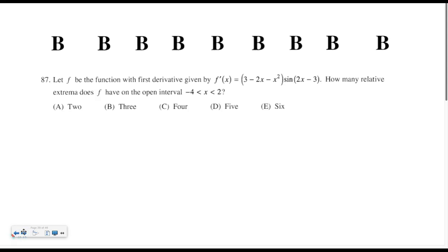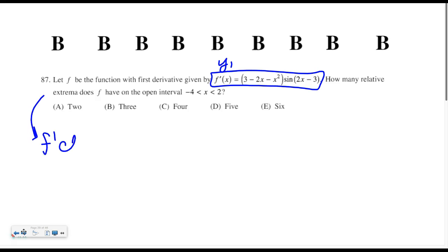87, this one you would need a calculator for, otherwise it'll take you a very long time. Go enter this in Y1, and I should see that written on your test. How many relative extrema? Relative extrema occur where f prime changes sign. It doesn't specify maxes or mins, so it can change from positive to negative or negative to positive. And you're going to be looking at the graph of f prime. So you need to enter that. You need to set your window from -4 to 2 by ones.